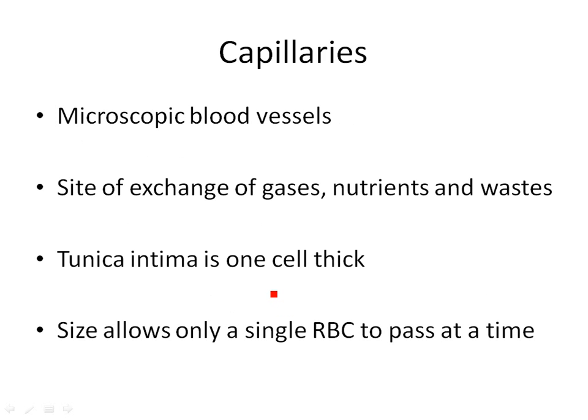Then you get to the capillaries, and that's kind of that bridge between the arterial system and the venous system. These are small vessels. They're microscopic. They're usually only large enough to let one red blood cell go through, so they're very tiny. But these are important because they're the site where we actually exchange gases, nutrients, and waste. So they're mainly just composed of a tunica intima, and it's just this one cell layer of an endothelial cell.